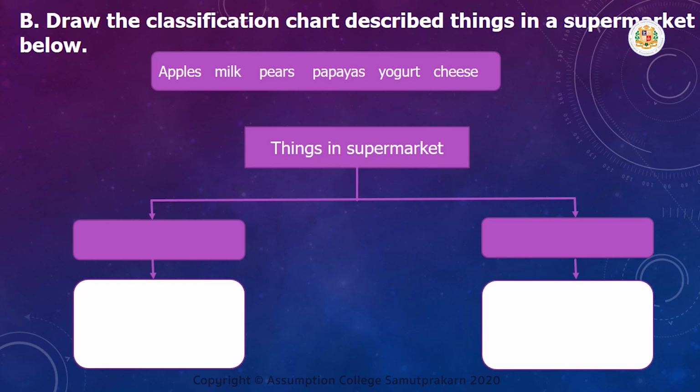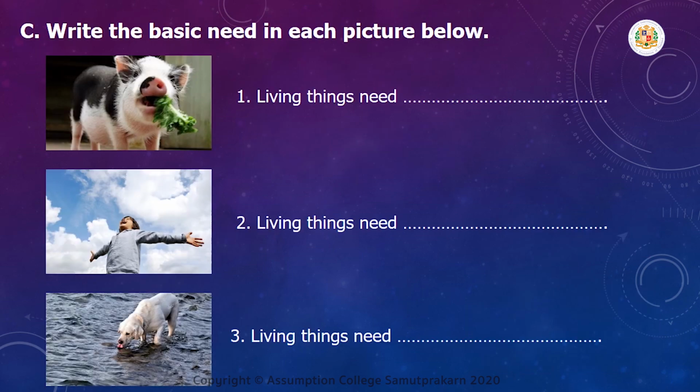Next, question C. Question C is to write the basic need in each picture below. You will see three questions. Picture number 1, living things need blank. What is the basic need that this living thing needs? Number 2, what does the living thing need? Look at the picture and write the answer. Number 3, living things need. What does the dog need in the picture?